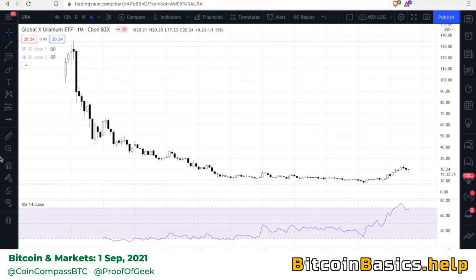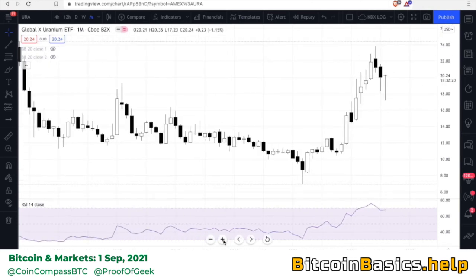So here's a monthly chart of uranium, and this is dating all the way back to 2011, and you can see how it just dropped. That was a Fukushima disaster that led to uranium being sold off. And we've had a huge basing pattern in 4 years. Went as low as 7. We're trading at around 20 now.